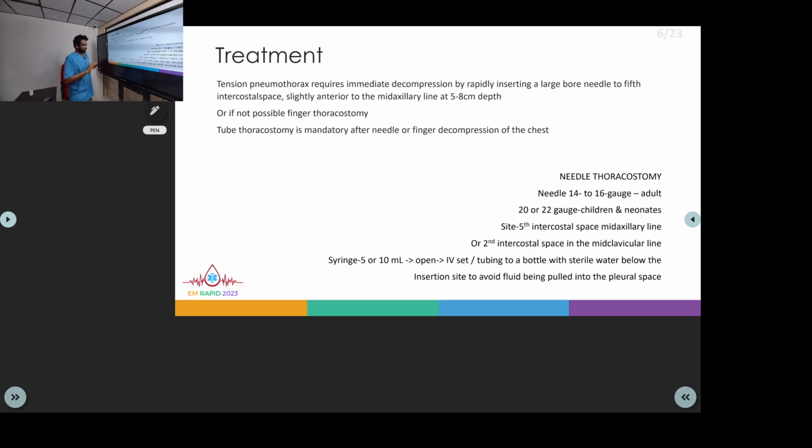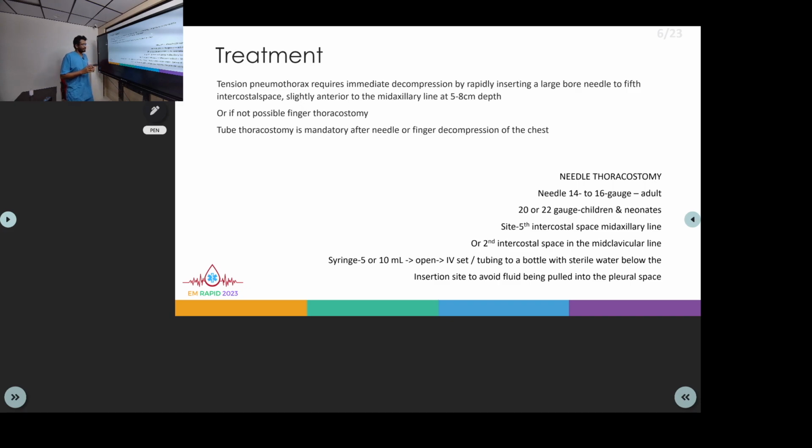The main steps in needle thoracostomy: you use a 14 to 16 gauge needle in adults, and a 20 to 22 gauge needle in children and neonates. The site will be the fifth intercostal space, mid-axillary line in adults, and can be the second intercostal space in the mid-clavicular line in children, and also the fifth intercostal space.